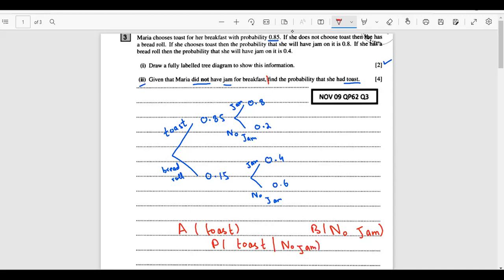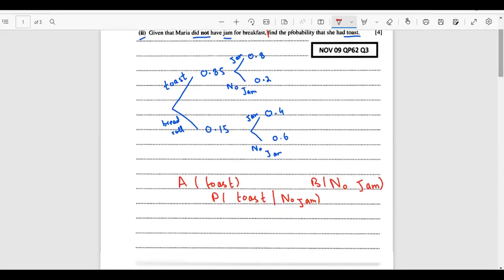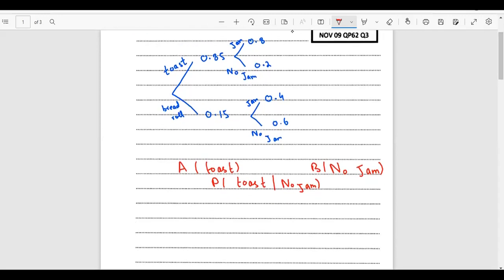This is what we need to calculate, and we are not interested in the statements. We are only interested in the tree diagram. So this is going to be equal to the probability of toast and no jam, divided by the probability of B only, that is no jam.